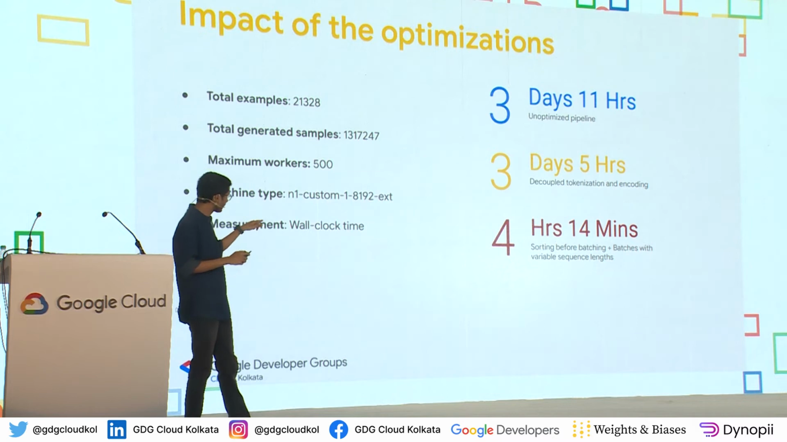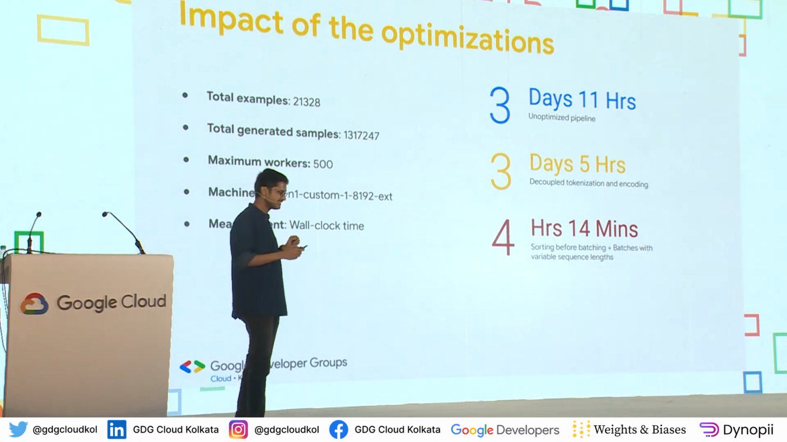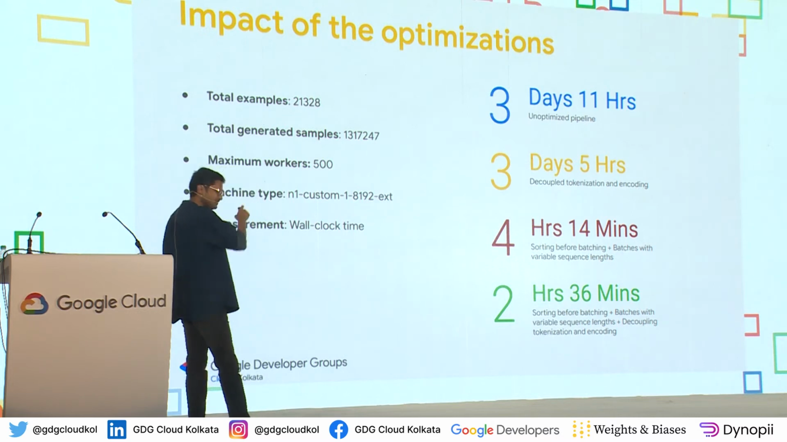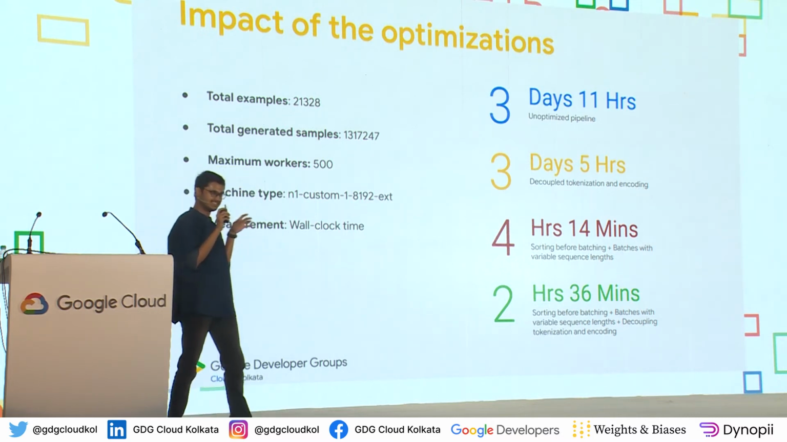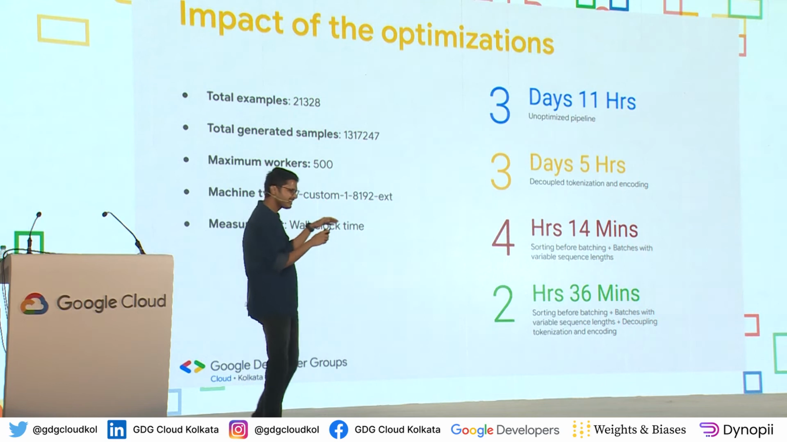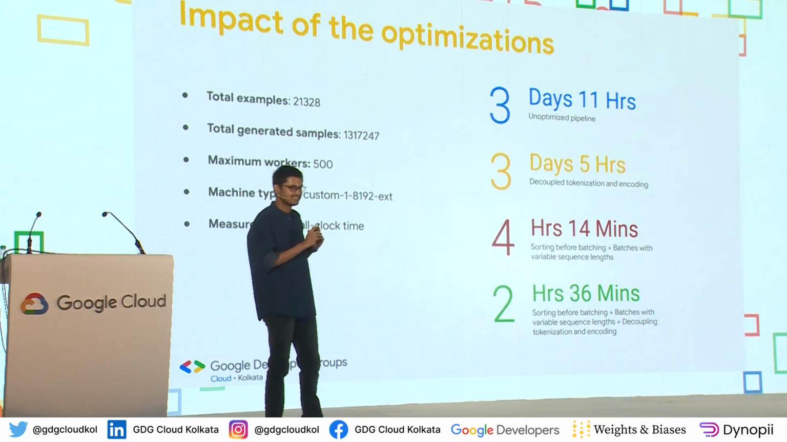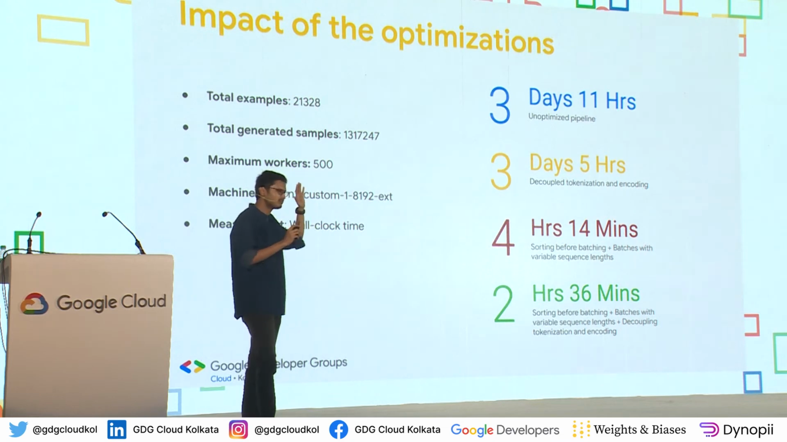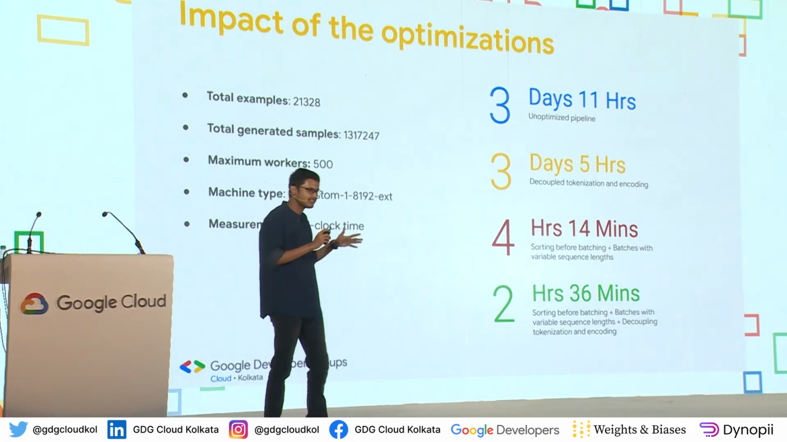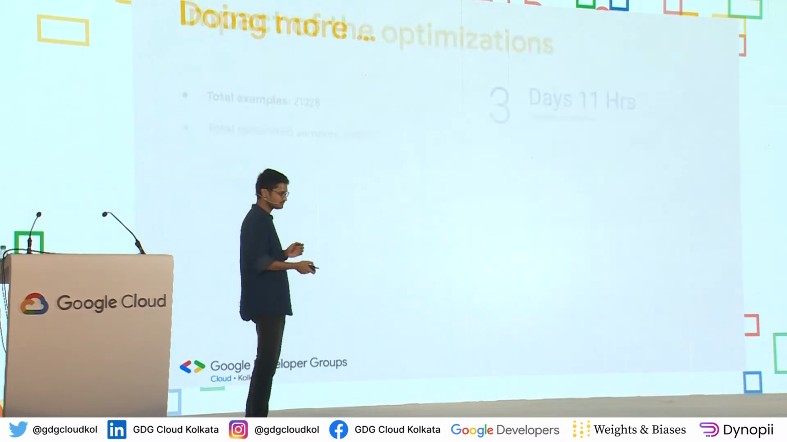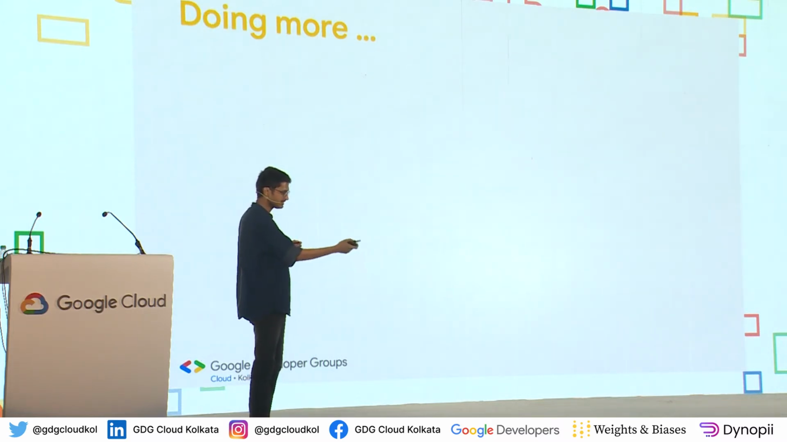we were down to 4 hours from 3 days. I think that should raise a few eyebrows. Yeah, from 3 days to 4 hours. And then, after we collated all the stuff that we just discussed, we were down to under 3 hours. So from 3 days to under 3 hours. It's like from $5,000 to under $100. And we can do more. Okay, let's do more.